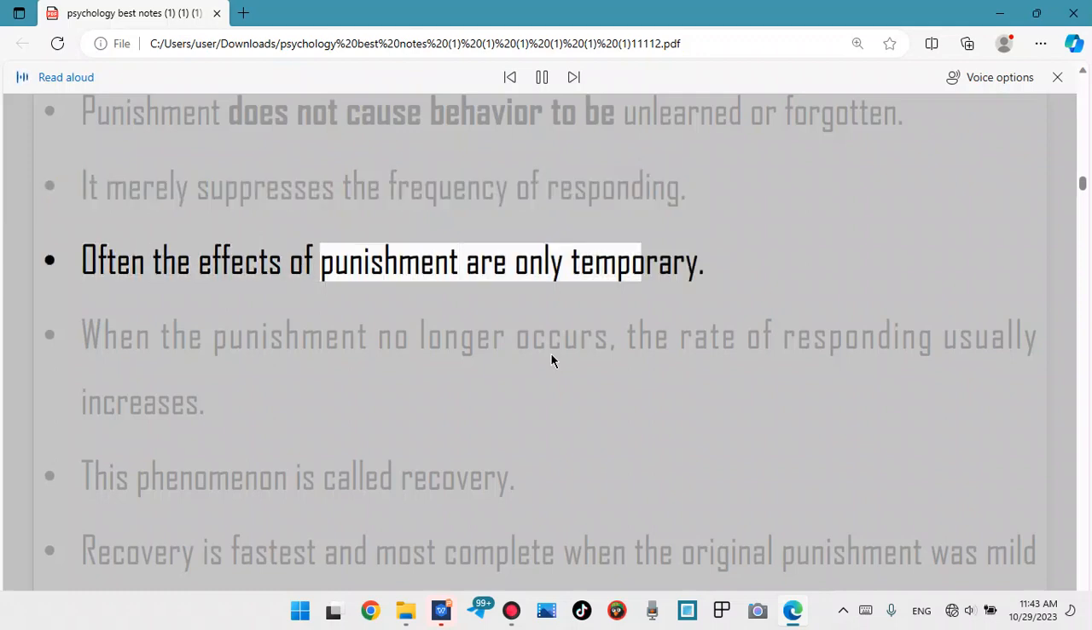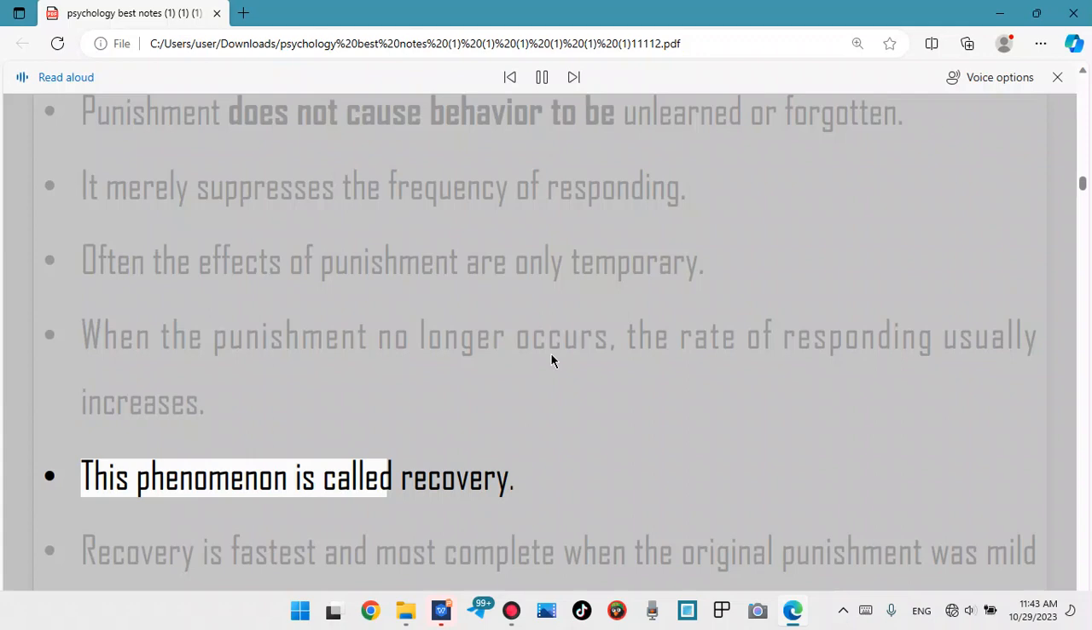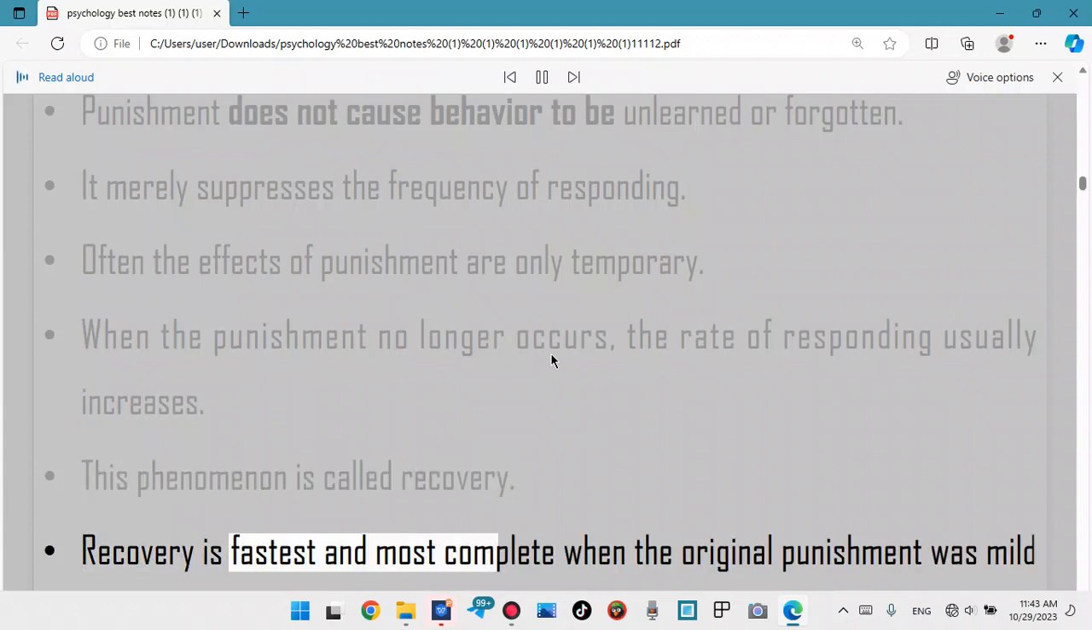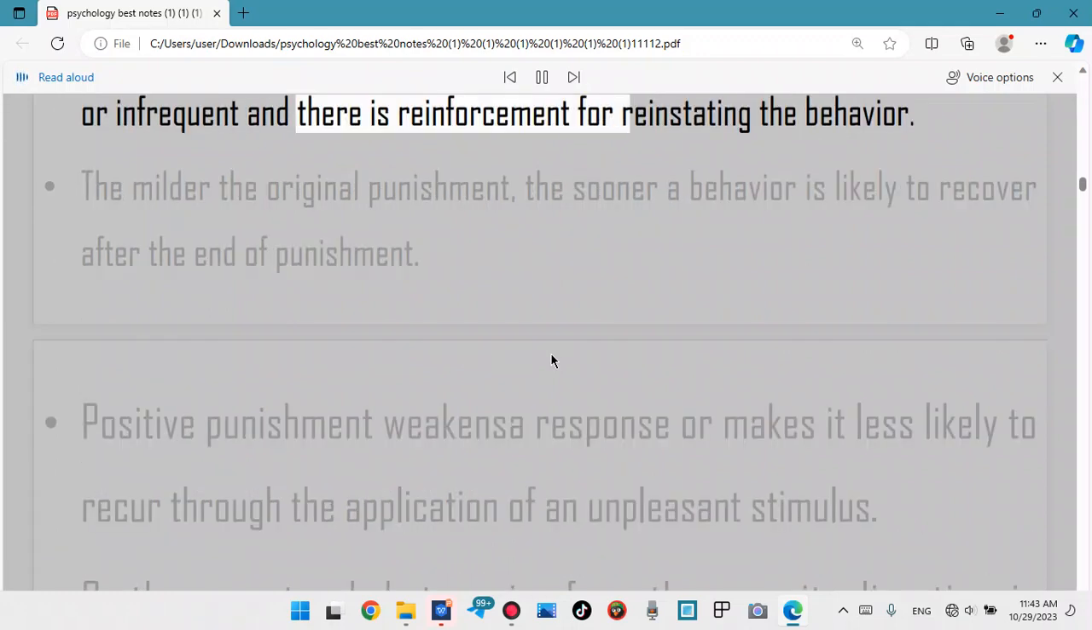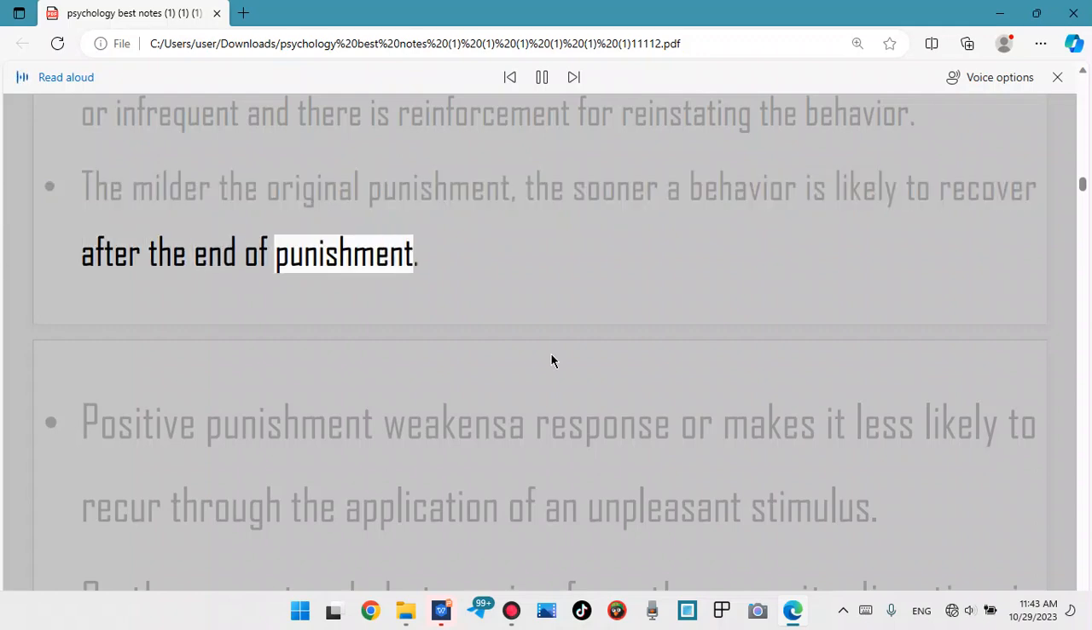Often the effects of punishment are only temporary. When the punishment no longer occurs, the rate of responding usually increases. This phenomenon is called recovery. Recovery is fastest and most complete when the original punishment was mild or infrequent and there is reinforcement for reinstating the behavior. The milder the original punishment, the sooner a behavior is likely to recover after the end of punishment.